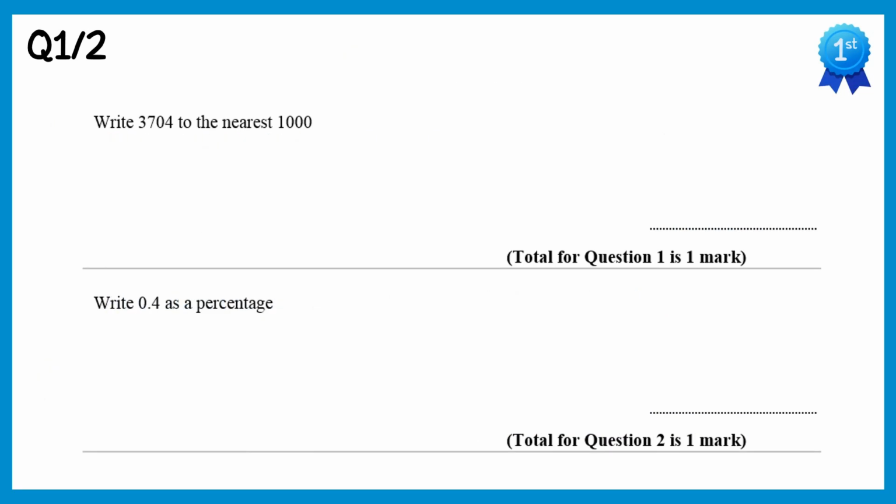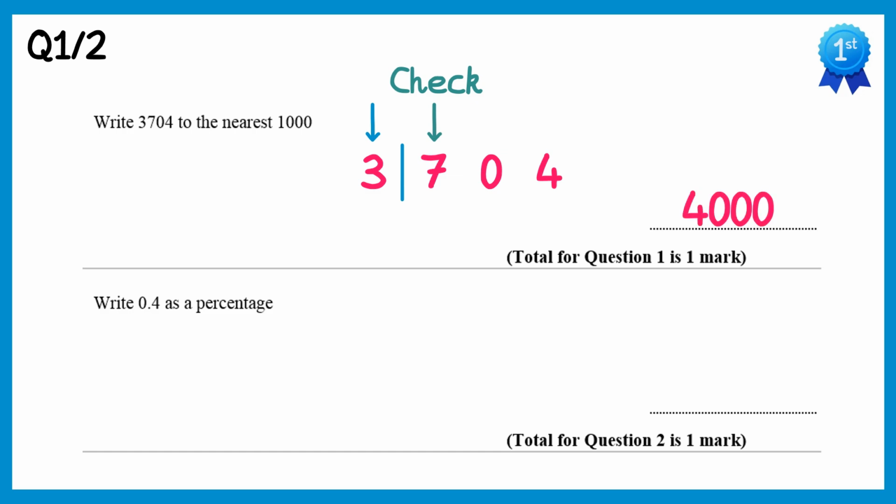We need to round this number to the nearest thousand, so if we write it out, the number that's in the thousands column is the 3 here. So we draw a line after this number, and then check the number to the right of the line, so that's a 7 here. Since it's 5 or greater, we're going to round up, so the 3 will round up to a 4, so it's 4,000.